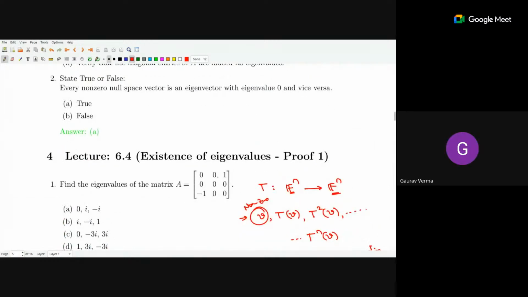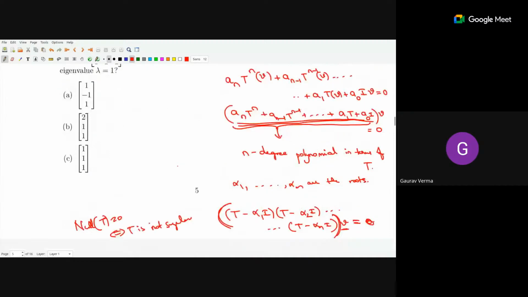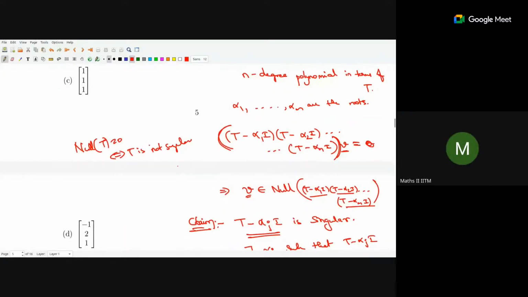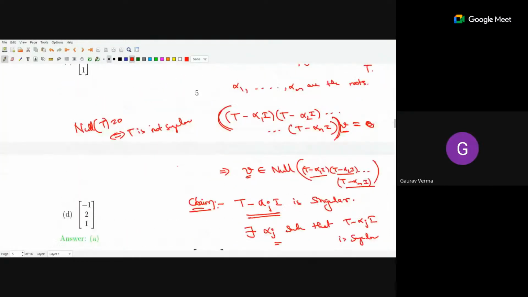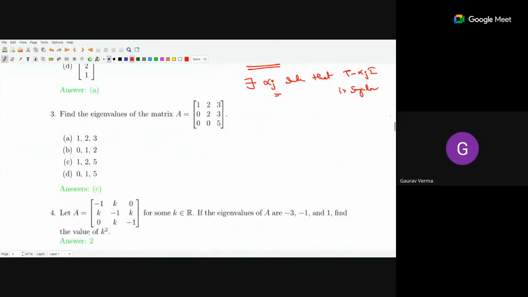Sorry to interrupt you. If we have a matrix A, then A minus lambda I will always have a solution. Right? The determinant of A minus lambda I equal to 0 will always have a solution. So this is true even if A is singular. It will be true.